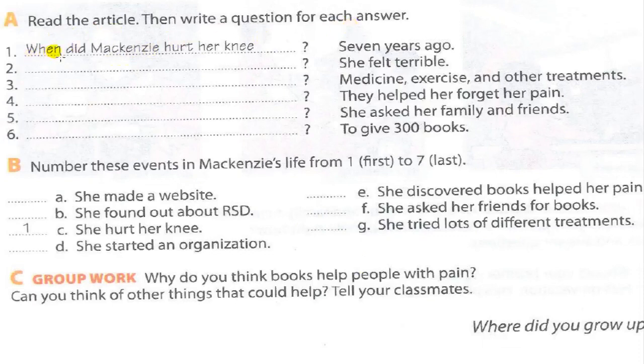Read the article, then write questions for each answer. 1. When did Mackenzie hurt her knee? 7 years ago. 2. She felt terrible. The question is, question number 2. How did she feel when she found out about RSD? She felt terrible. She felt too bad.